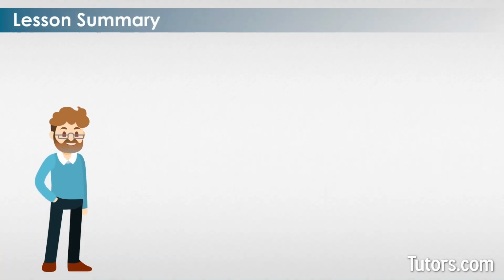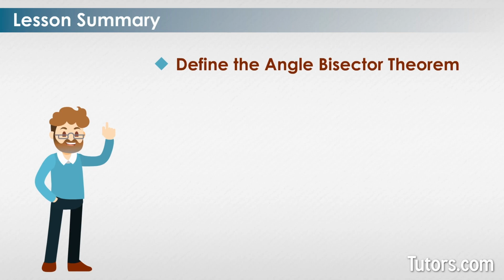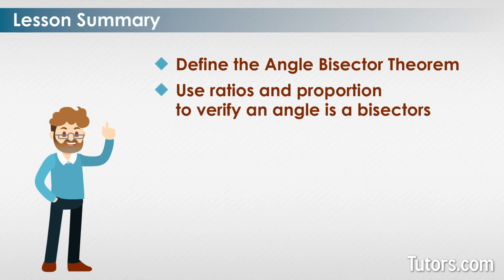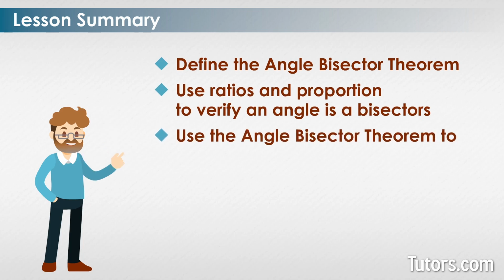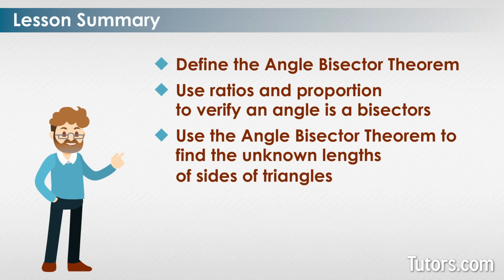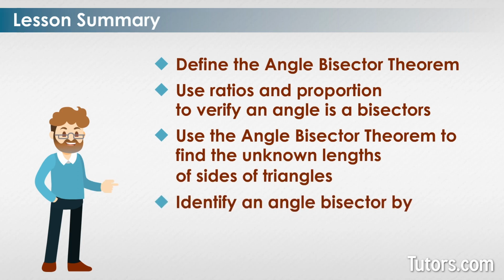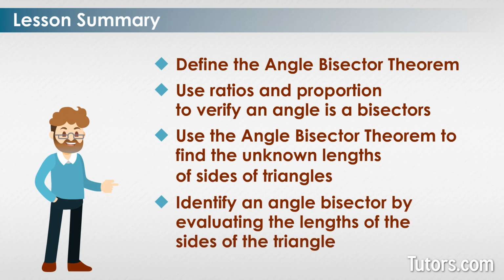Lesson summary. We are now able to define the angle bisector theorem, use ratios and proportions to verify an angle is a bisector, use the angle bisector theorem to find the unknown lengths of sides of triangles, and identify an angle bisector by evaluating the lengths of the sides of the triangle.